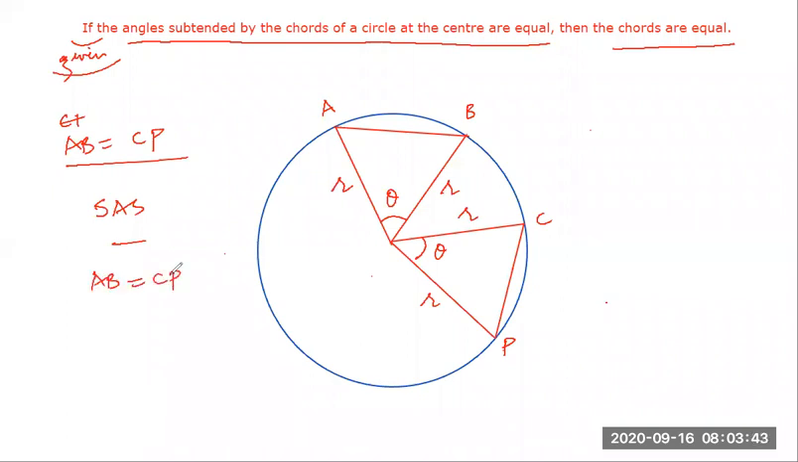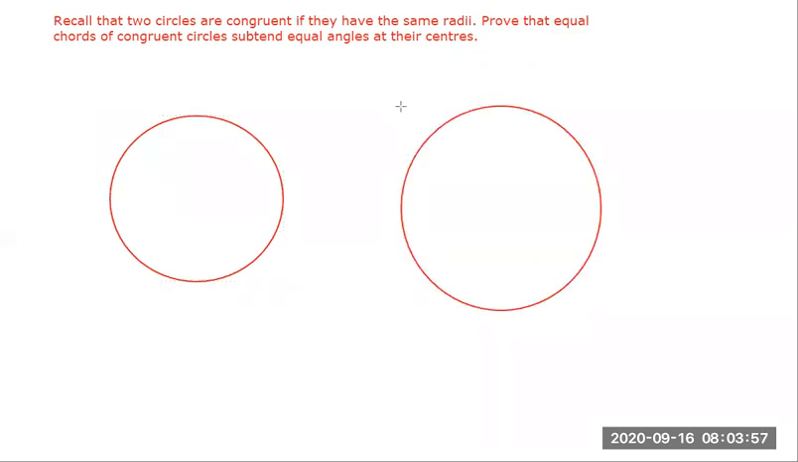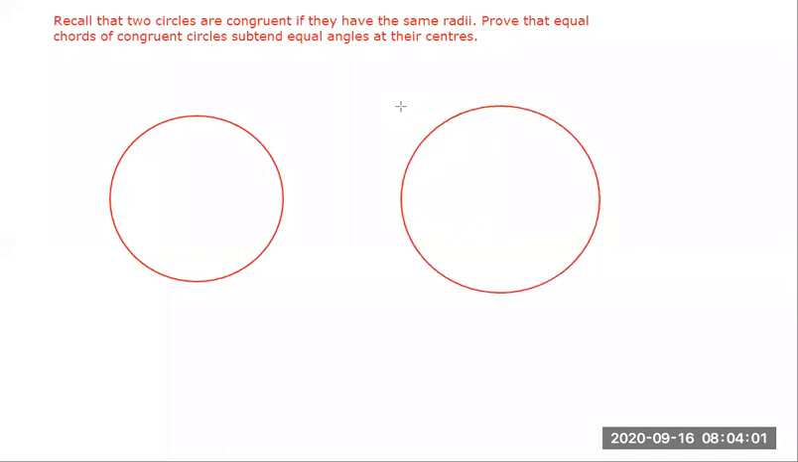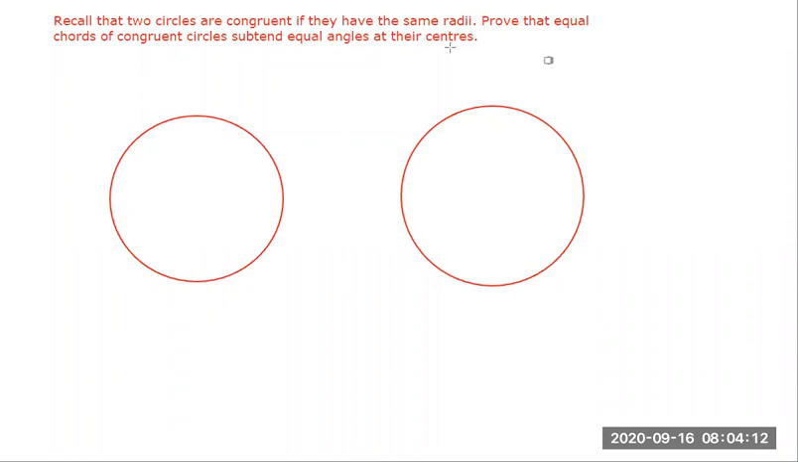All right, students. Still one more. Recall that two circles are congruent. What is the meaning of two circles being congruent? They have the same radii. Beautiful. So R is equal to R, which is given. Now prove that equal chords of congruent circles subtend equal angles at the center. Now you can easily prove that.